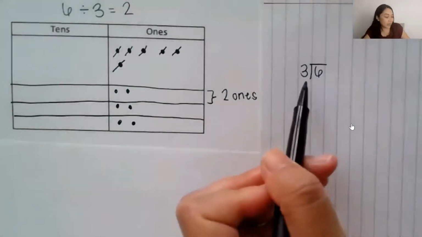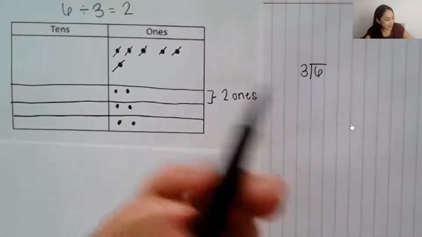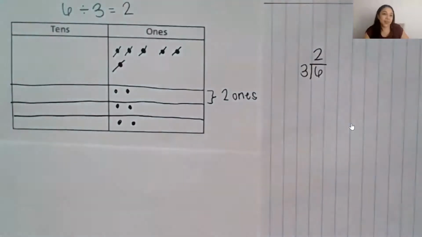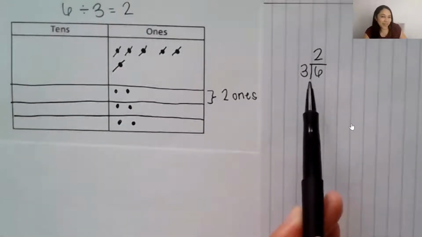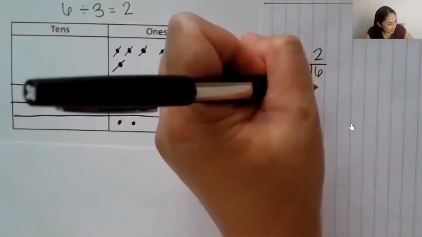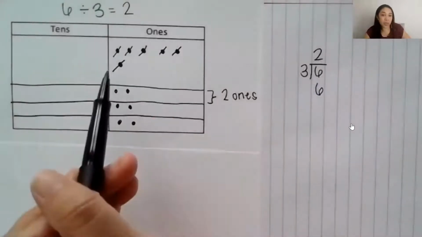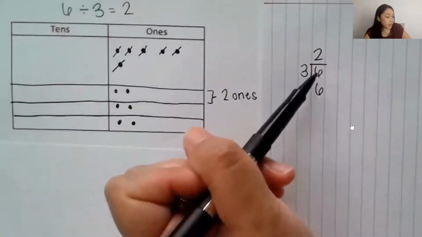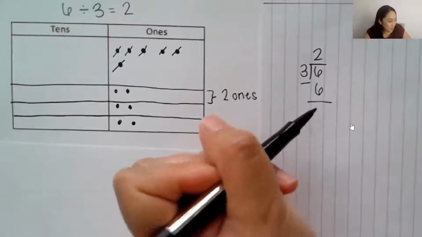Six ones divided by 3 is 2 ones. We distributed 2 three times. 2 ones times 3 is what? 6 ones. We divided 6 ones and have no ones remaining. 6 ones minus 6 ones equals 0 ones.